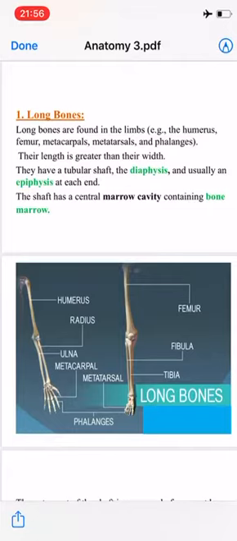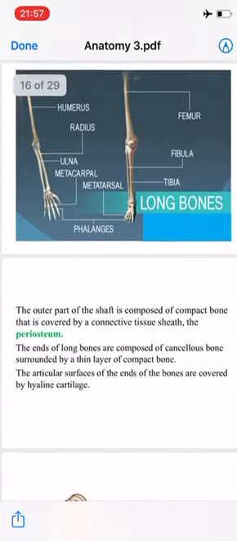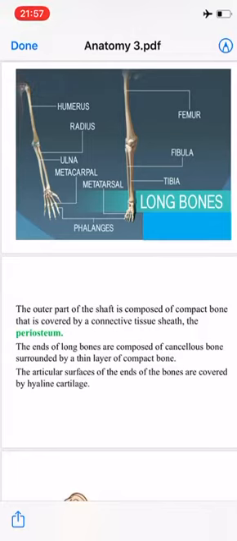الدايافيسيس. الشافت هو جزء أسطواني طويل من العظم يسمى الدايافيسيس, and usually the epiphysis at each end, والepiphysis هي أطراف هذا العظم. The shaft, هذا الجزء الأسطواني, contains a central marrow cavity containing bone marrow, يحتوي على نخاع العظم. And this picture shows the long bones of the upper and lower part of the body of the skeleton, upper extremities and lower extremities.